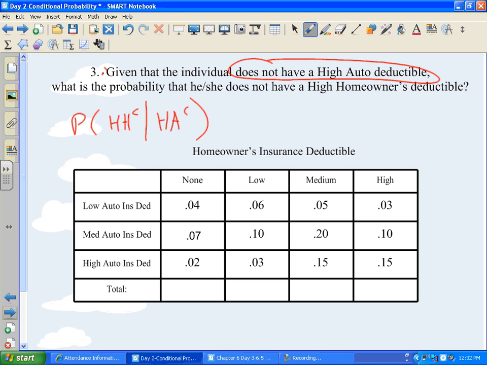So, some groups had numerators correct, some groups had denominators correct, some had both correct. The first thing that I'm going to look at is this. My formula needs to be the probability of not high homeowners and not high auto, divided by not high auto. Okay? Does that kind of fit with translating from wordies to statties? Yeah?